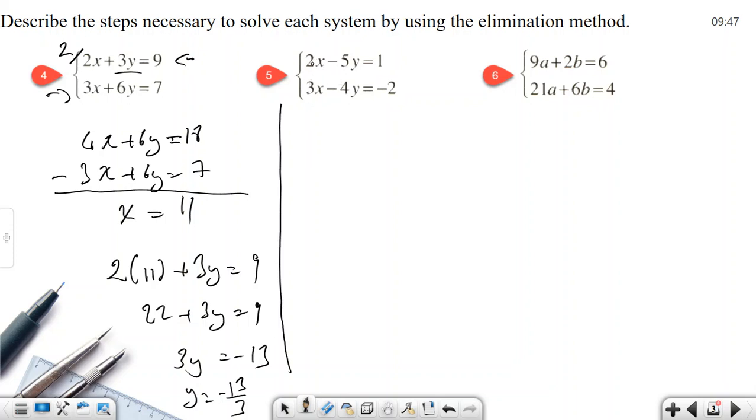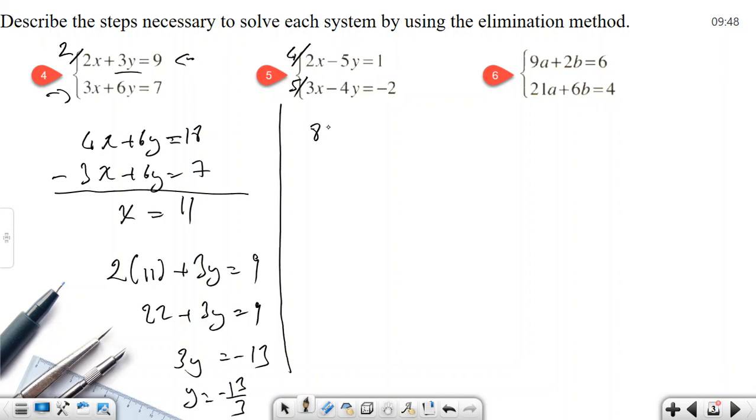Okay, let's see the next question. 2 and 3, as you see, are not like terms or opposite terms. If they are like terms, we directly subtract them to cancel each other. But they are not. And 5 and 4, there is no natural number or whole number that multiplies one to get the other. So I'm going to enlarge that one by 4 and this one by 5. So I'm going to get 20y and 20y.